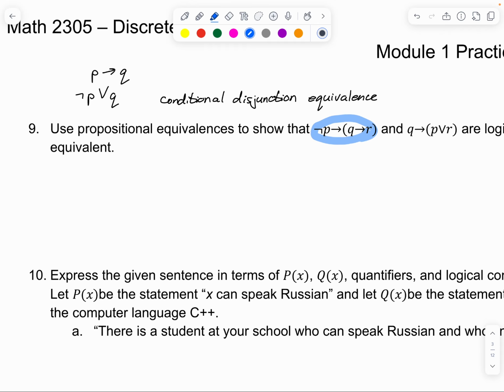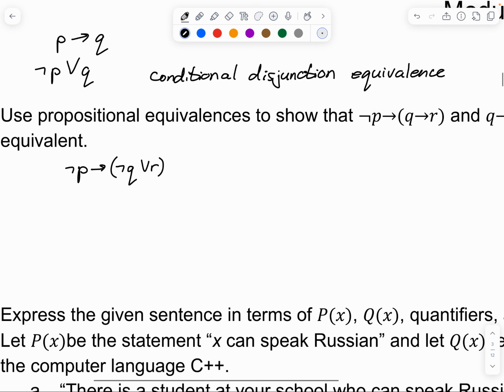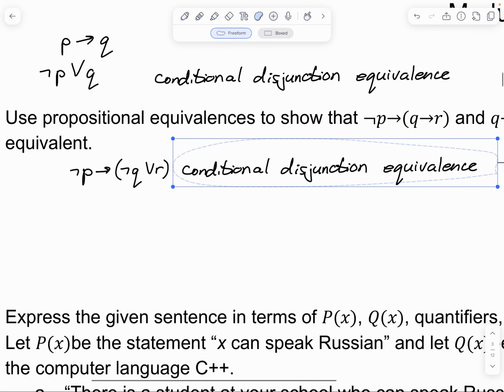So the first thing I'm going to use is this conditional disjunction equivalence because I see in my first statement got a lot of conditionals. There are no rules that we can use with conditionals aside from this one. So I know that's what I have to do. So instead of Q implies R, I'm going to right away put not Q or R because that is equivalent. And this right here is my justification. So I would put this justification.